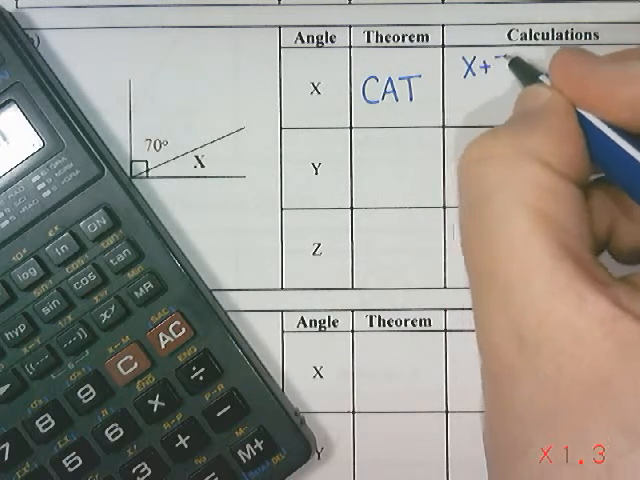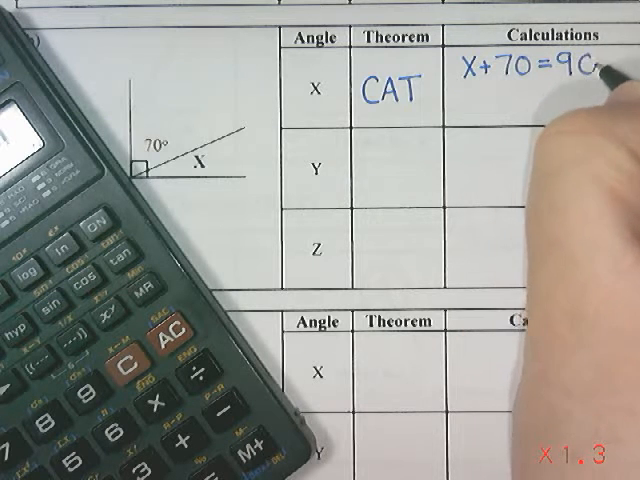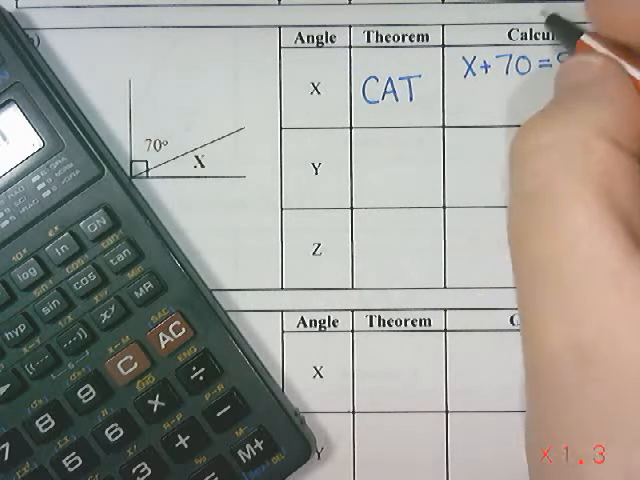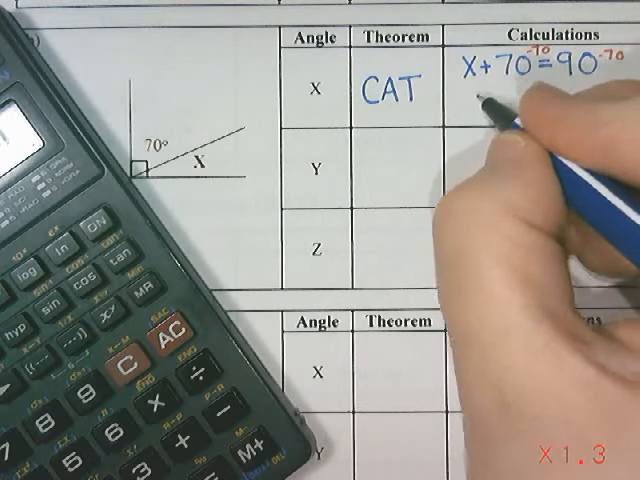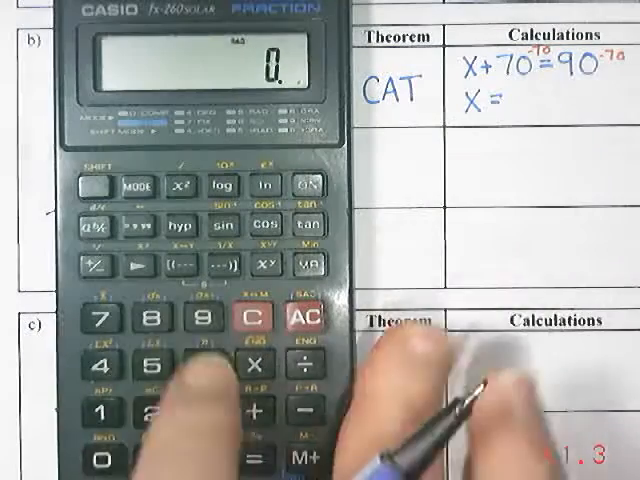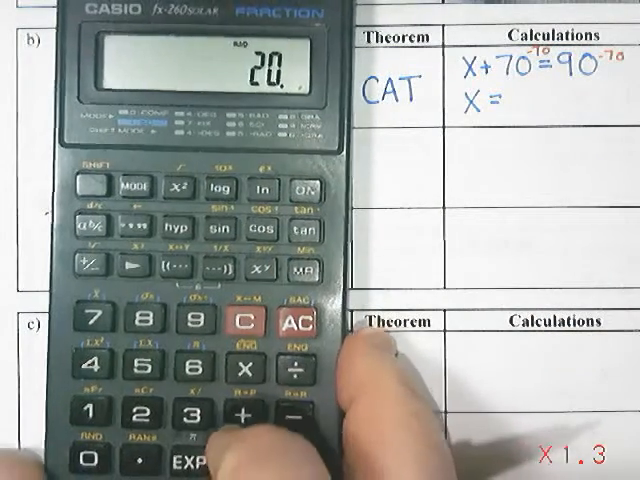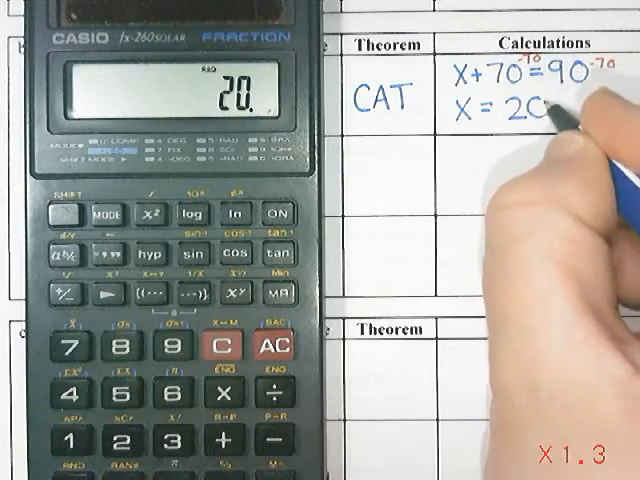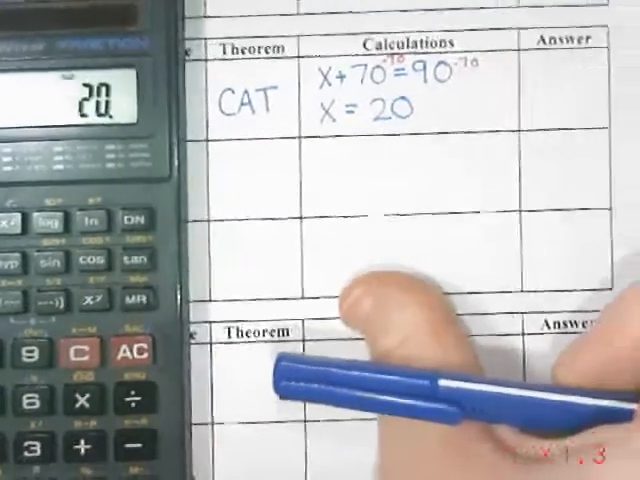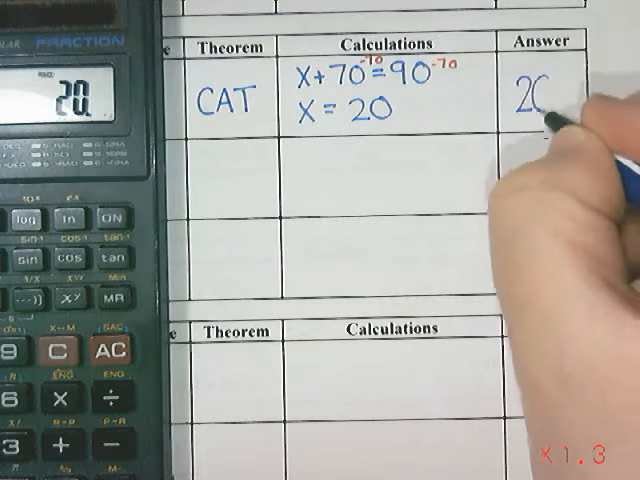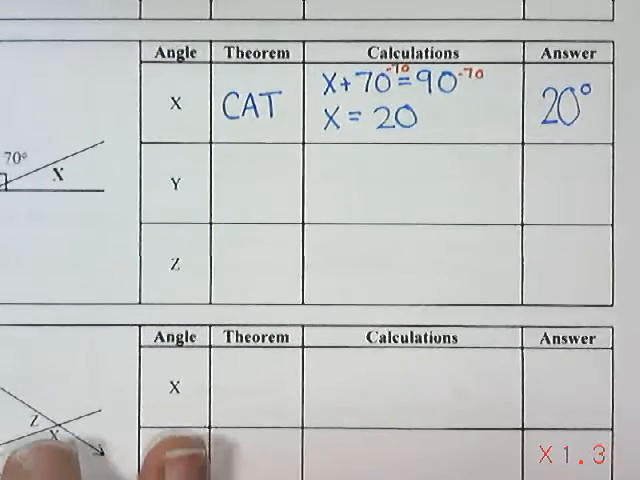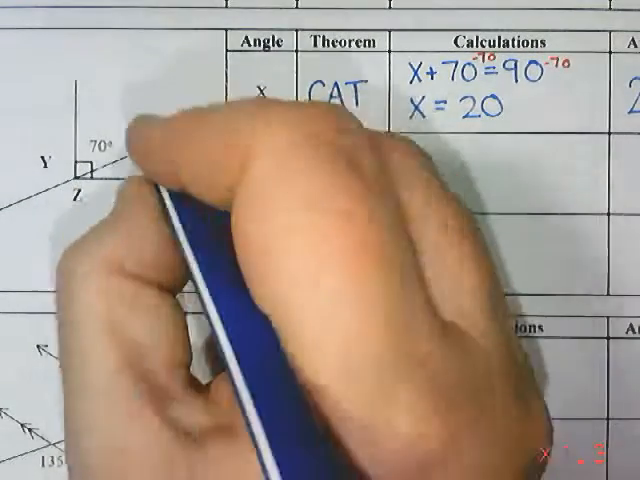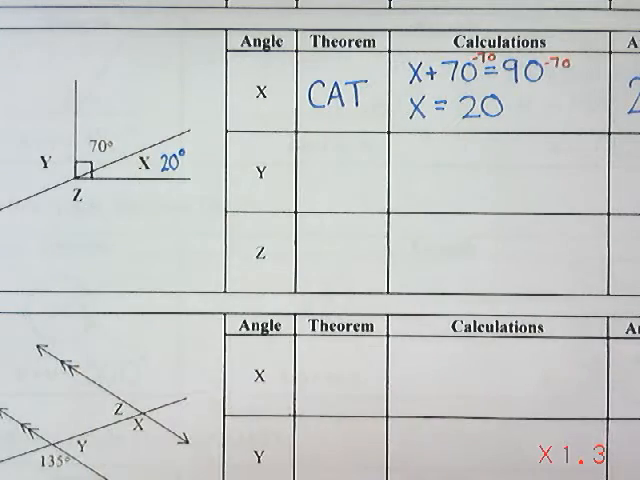So X plus 70 would equal 90 degrees. And then I would subtract 70 from both sides to get that X equals 90 take away 70, which is 20 degrees. And then I am going to write my final answer in the answer box and make sure that I put a degree symbol to show that it's 20 degrees. I am also going to label that on my diagram because I might need to use that angle to help me find another one.